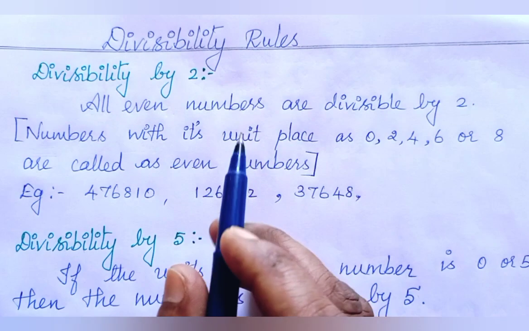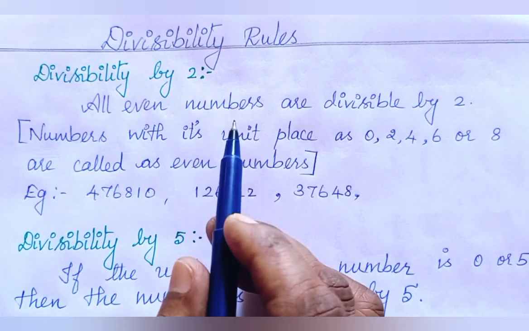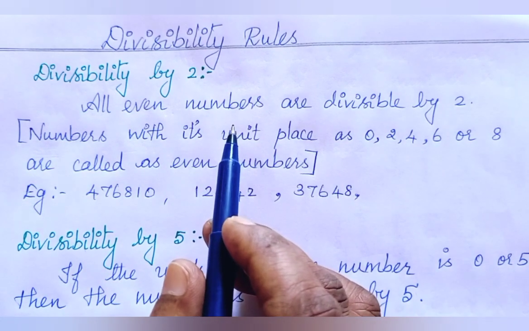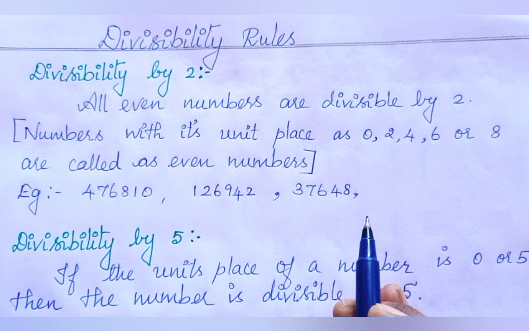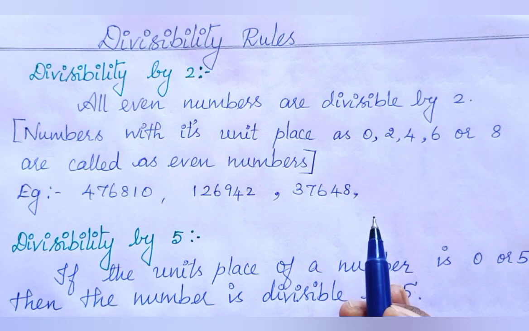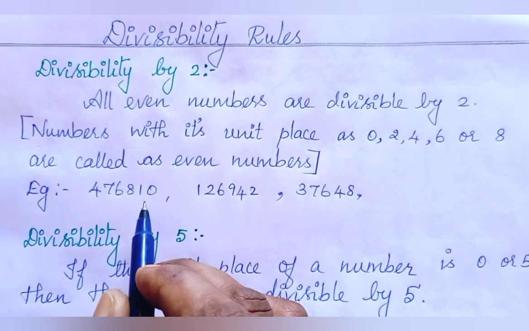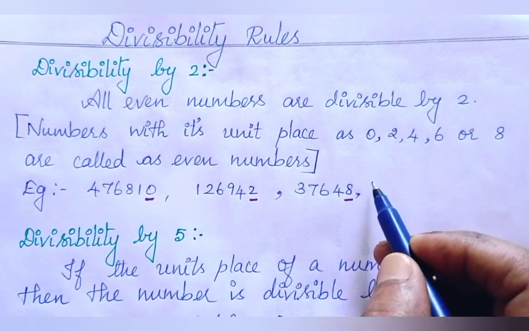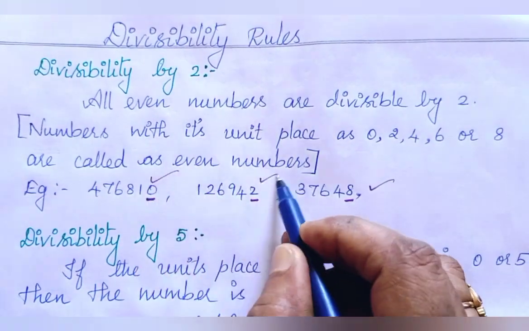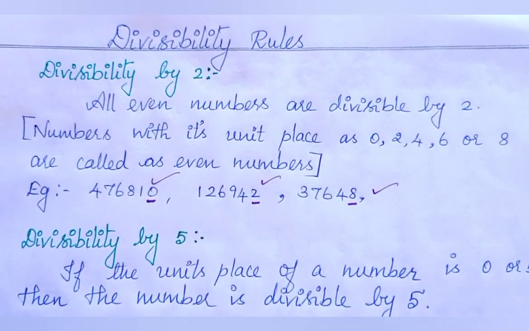Here we start with the divisibility rule of 2. The divisibility rule of 2 is all even numbers are divisible by 2. As we know, numbers with their unit place as 0, 2, 4, 6 or 8 are said to be even numbers. Those even numbers are divisible by 2. A number that ends with 0 or 2 or 8 is definitely divisible by 2 as they are even numbers.